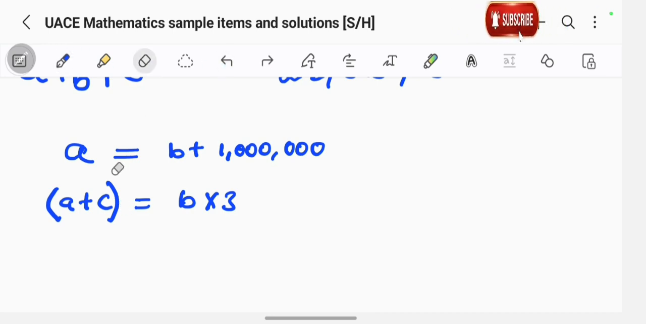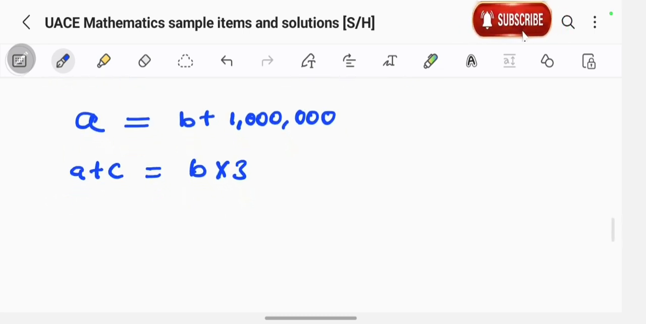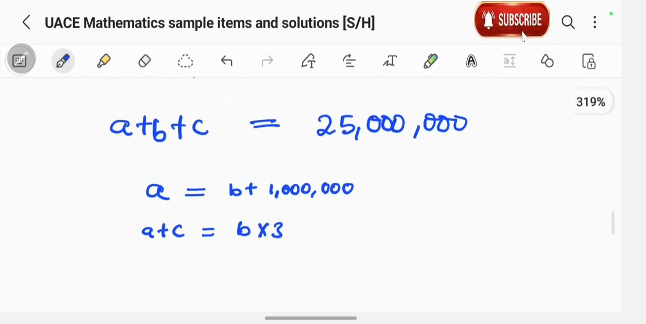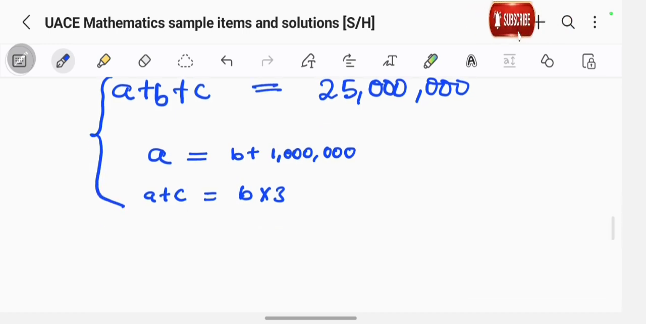So we shall be fast. Our first task is to formulate a system of linear simultaneous equations representing the information given. I'm going to generate them from this summary. 3 simultaneous equations. The first one is A plus B plus C equal to 25.